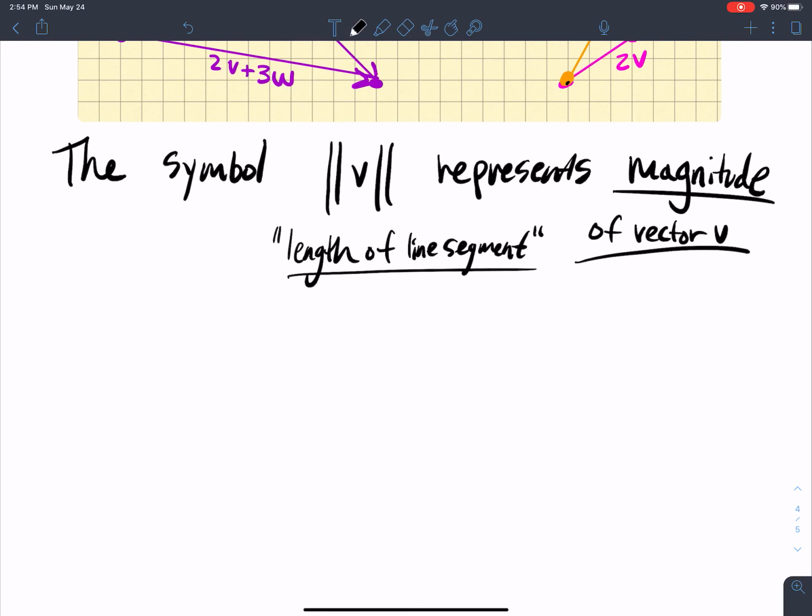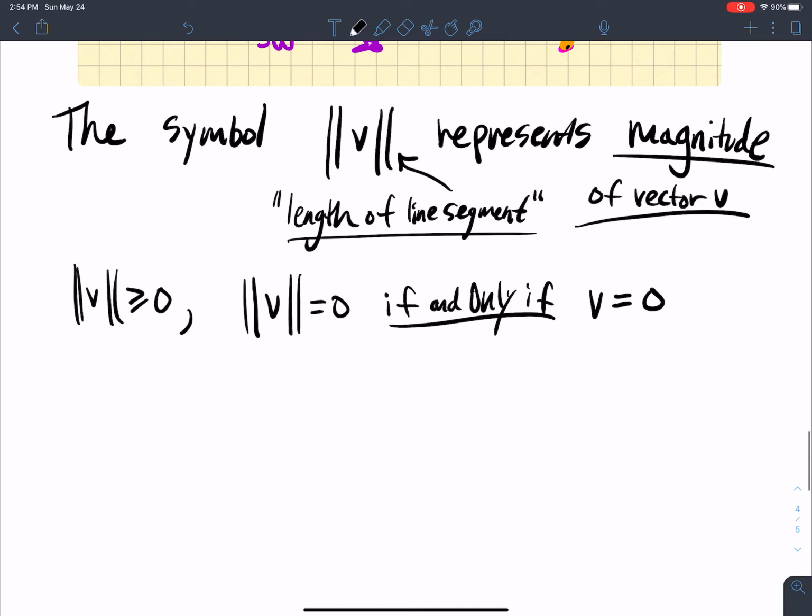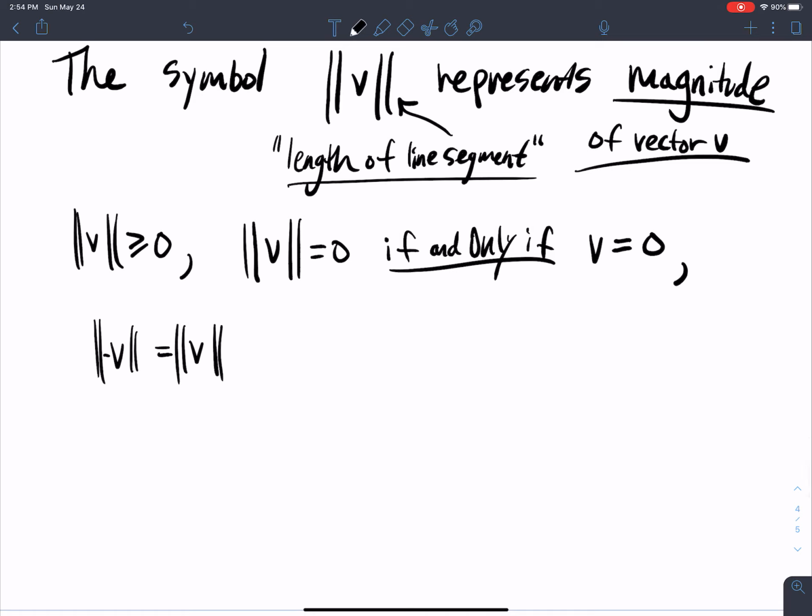So the length of the line segment has to be greater than or equal to 0. If the magnitude of the vector is equal to 0, this is true if and only if, and if and only if means it works both ways, we have v equal to the 0 vector. That's the only way. Another thing that's true, the magnitude of the negative vector is equal to the magnitude of the positive vector. We know that to be true. If this is v, and then this is negative v, they both have the same length.